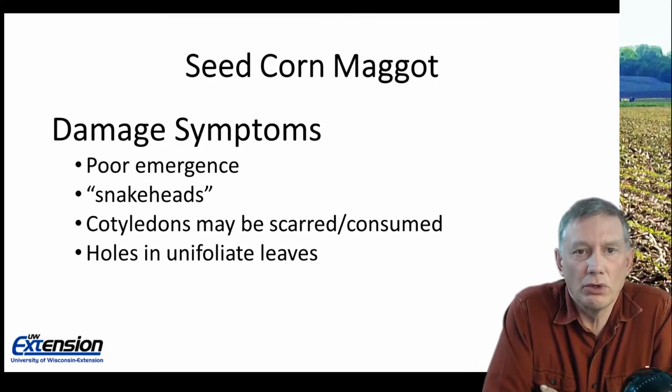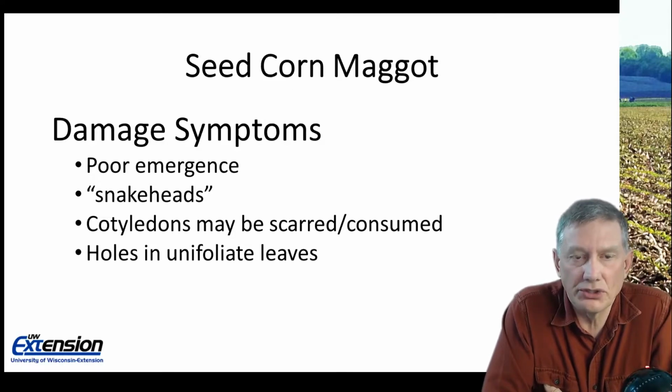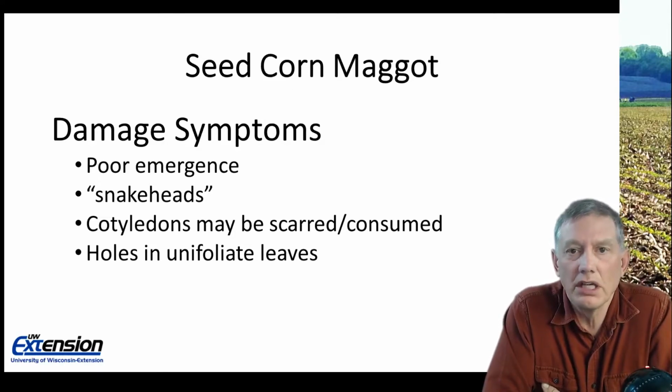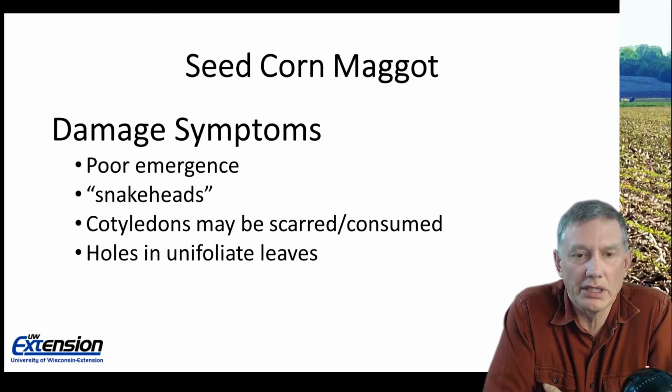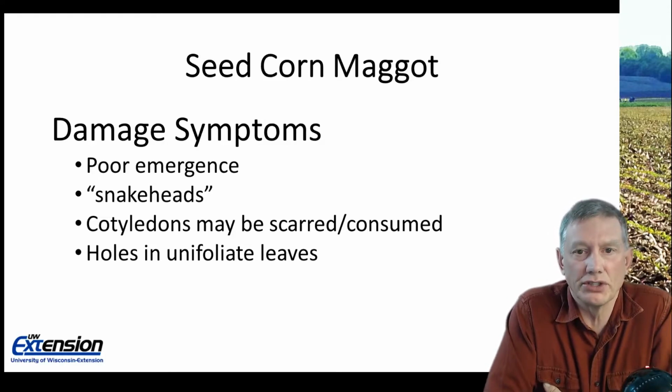Our symptoms will be poor emergence. We'll have skips in the field. With soybeans, we can have a snakehead, and to describe that, the hypocotyl has emerged through the soil, but the cotyledons have been cut off, and you just have the hypocotyl with kind of a shepherd's crook to it, and with that there will be no growing point on that plant, and that plant is essentially dead.